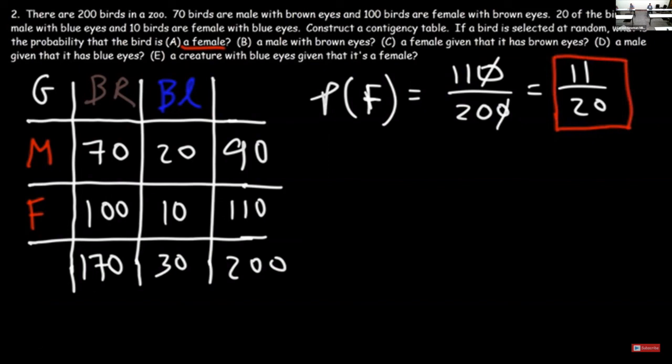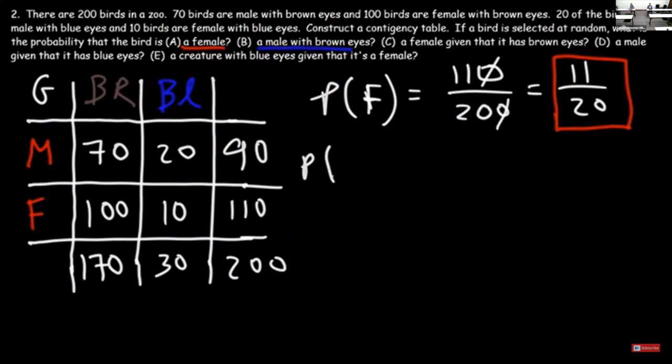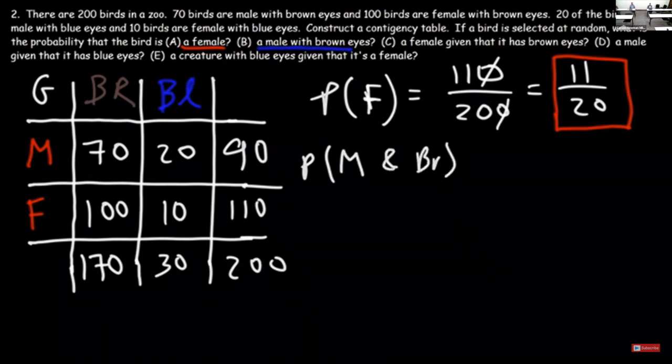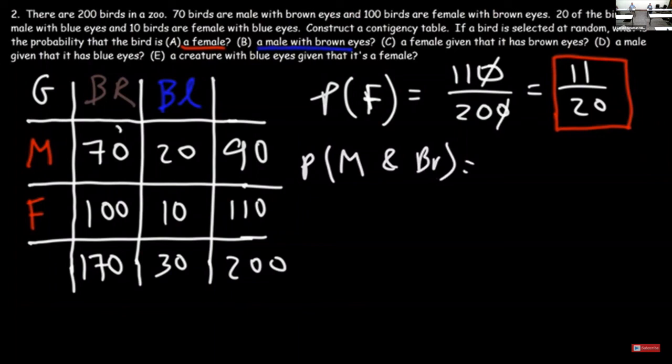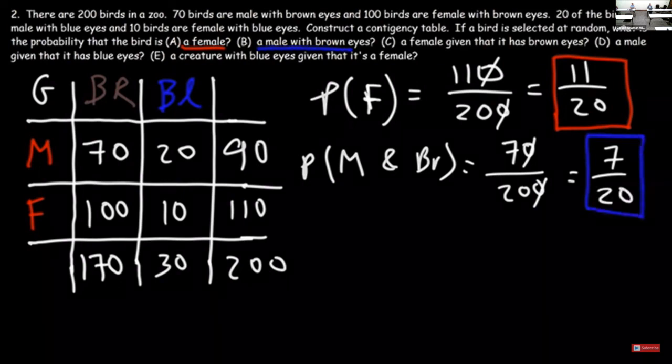Now, what about selecting a bird that is a male with brown eyes? So this is not a conditional probability question. We're looking for a bird with two characteristics. It has to be a male and it has to have brown eyes. So there's 70 birds that are both male and with brown eyes out of a total of 200 birds. So the probability is going to be 7 out of 20, which is 0.35, which corresponds to a 35% chance of selecting such a bird.